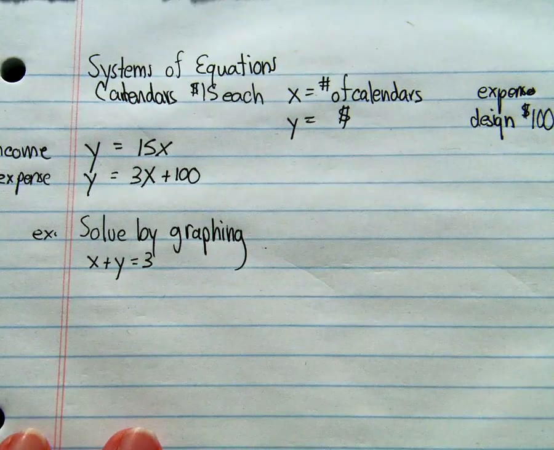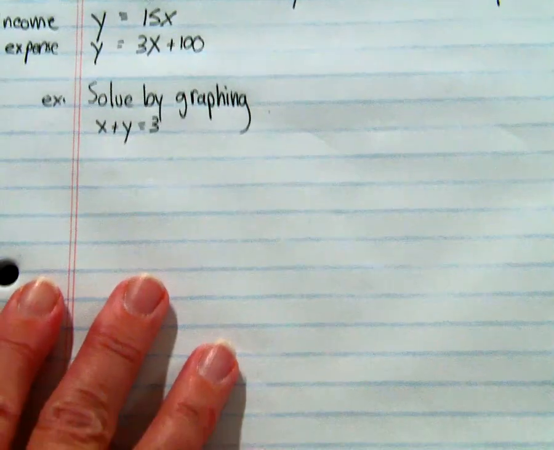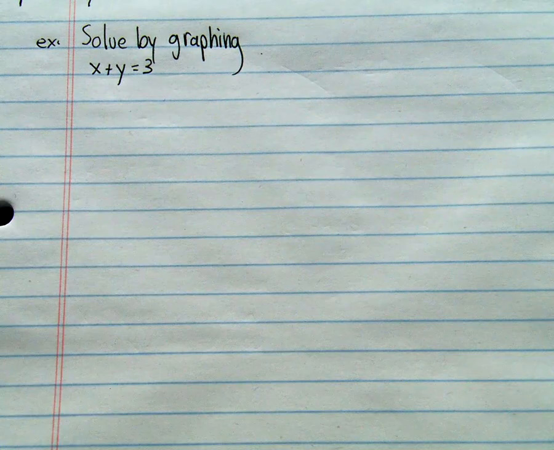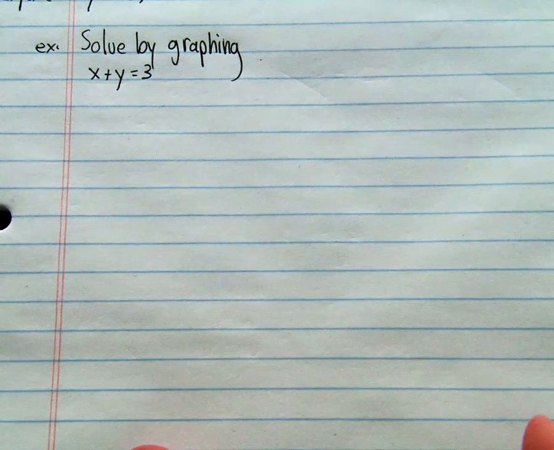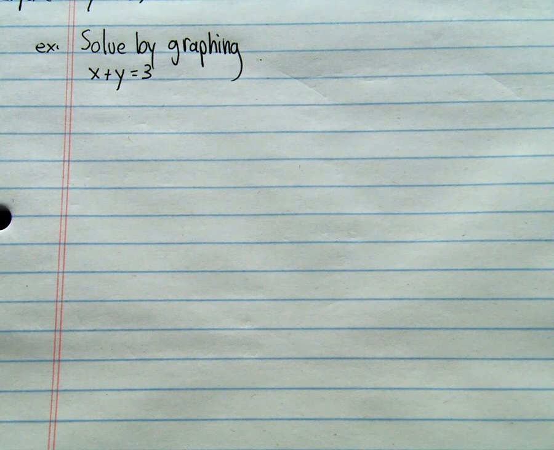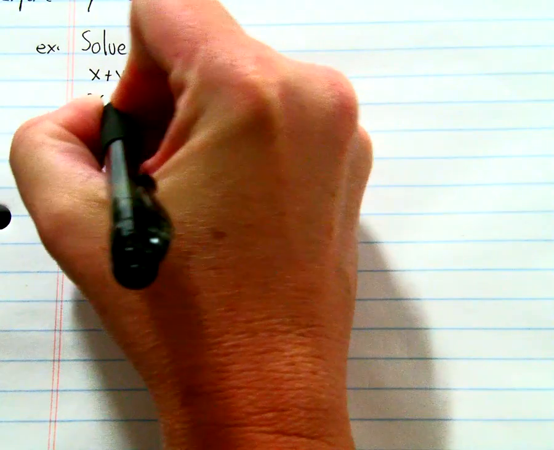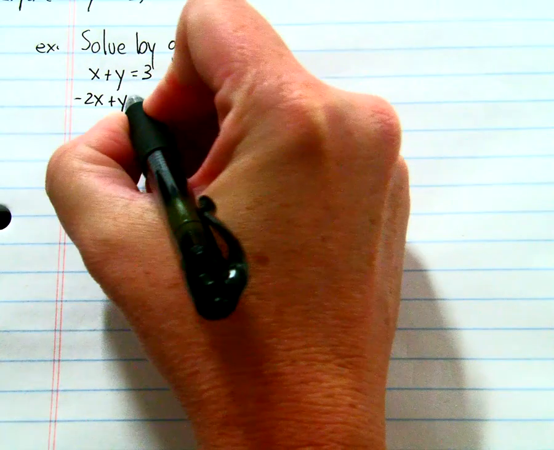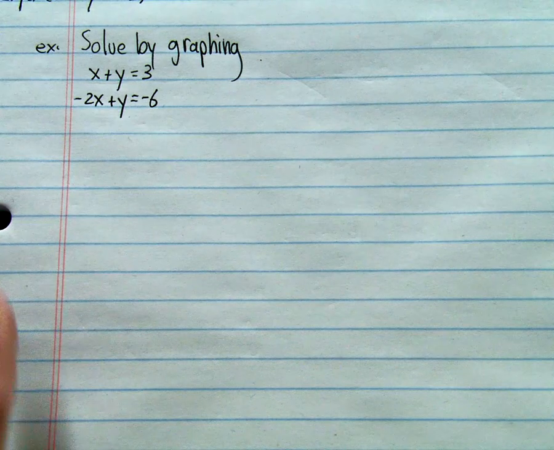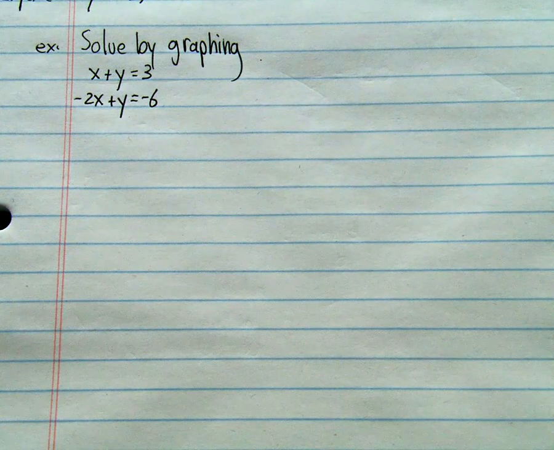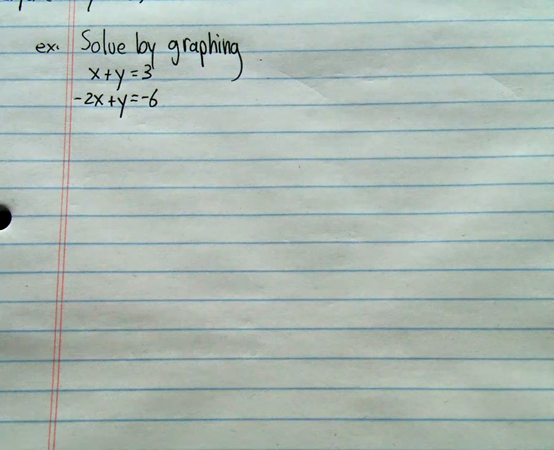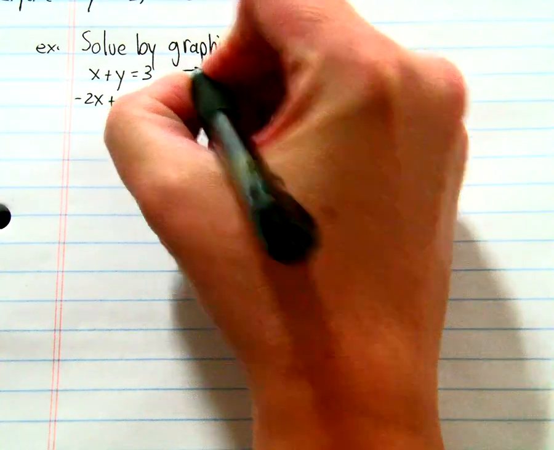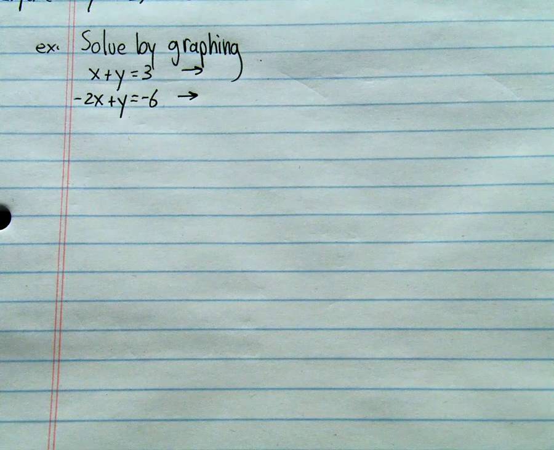We are solving systems of equations, and our first example will be solved by graphing. The first equation was x plus y equals 3. The second equation is going to be negative 2x plus y equals negative 6. If we're going to solve by graphing, what will I have to do to these equations? Get y by itself. Just draw an arrow out to the side and rewrite each of those with y isolated.